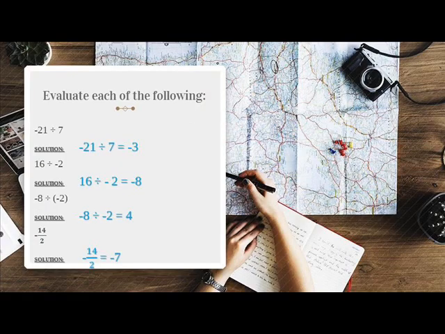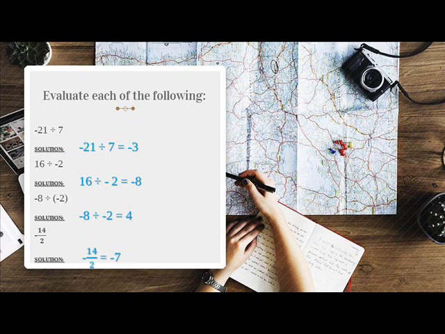Evaluate each of the following. The first one is minus 21 divided by 7. Well, 21 divided by 7 is 3, and as the two numbers have different signs, our answer will be negative, that is minus 3. Second, we have 16 divided by minus 2. Well, 16 divided by 2 is 8, and as both the numbers have different signs, our answer will be negative, that is minus 8.